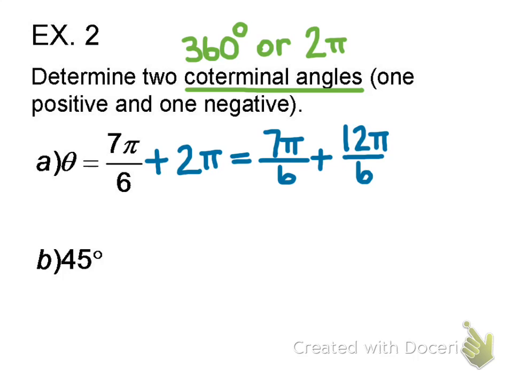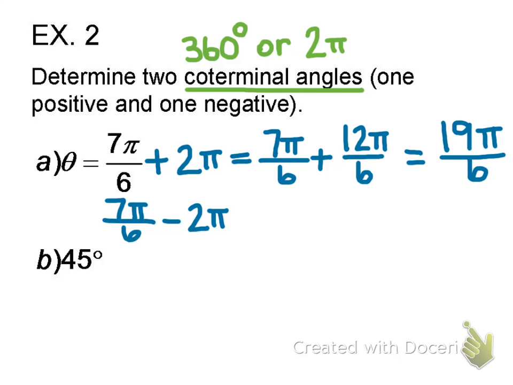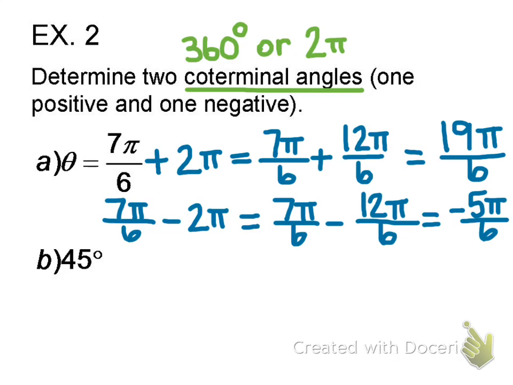So now I can just add straight across the numerators. 7 pi plus 12 pi is going to give me 19 pi over 6. So this angle is coterminal with 7 pi over 6. They start and end at the same spot. Next we're going to take our angle and subtract 2 pi from it. It's the same process, just this time with subtraction. So 7 pi over 6 minus 12 pi over 6, 7 pi minus 12 pi is going to give me negative 5 pi over 6. So these are two angles that are coterminal with 7 pi over 6. They have initial and terminal rays that are the same.